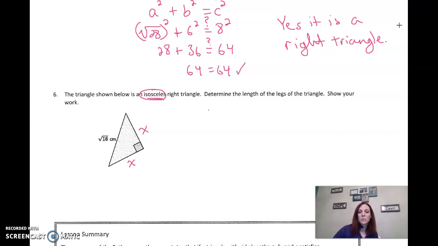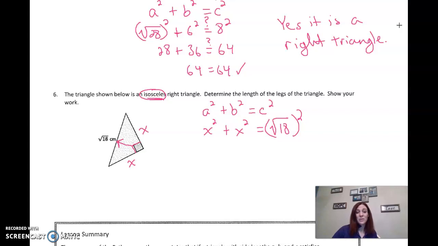Okay, so now go back to our Pythagorean theorem. Here's my right angle. That means both of these are the legs. So x squared plus x squared equals, what's your c? Square root of 18. Square root of 18 squared. So now, combining like terms, if I have 1x squared plus 1x squared, that's going to be 2x squared equals, now if I take the square root of 18 and square it, those cancel out and I'm left with 18.